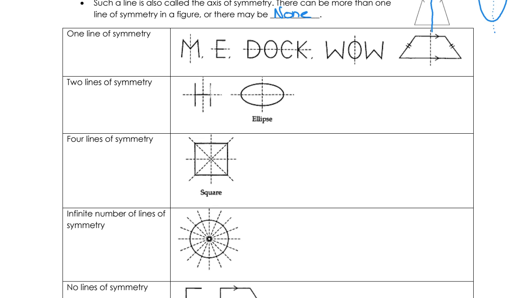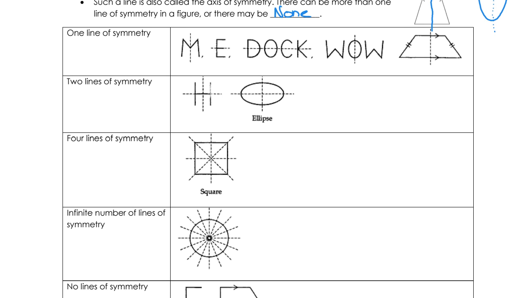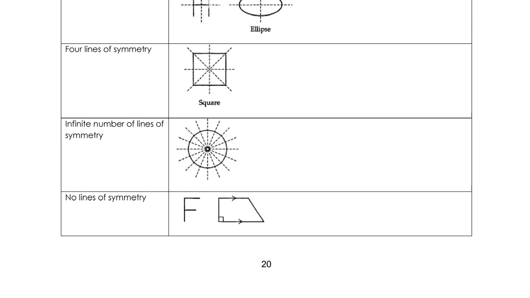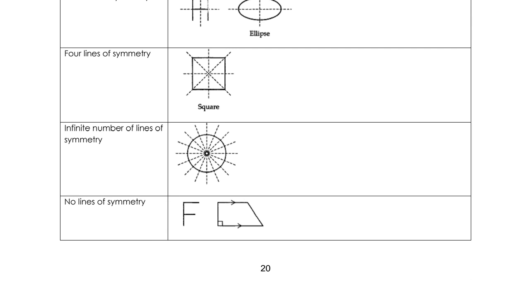We could have two lines of symmetry, like the letter H, or an oval, which is called an ellipse. A square actually has four lines of symmetry: horizontal, vertical, and both diagonals. This here is a circle, which I always think looks like an eyeball looking at me, but a circle has infinite lines of symmetry as long as they all go through the center point.